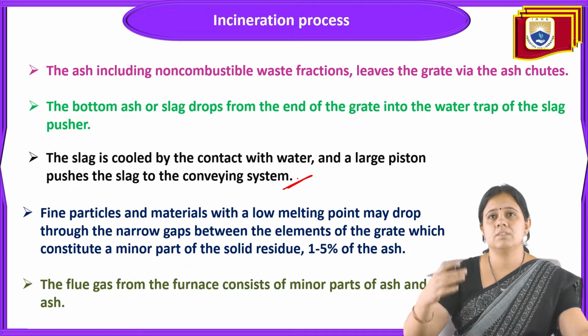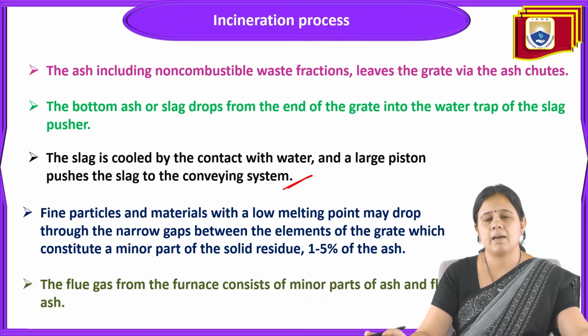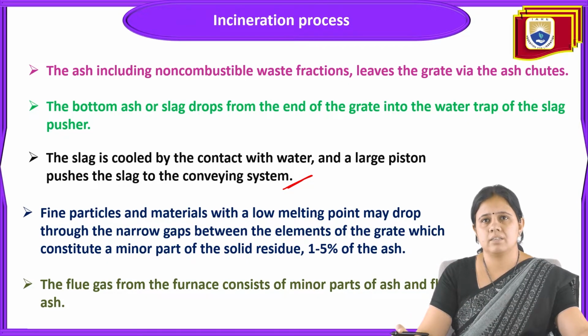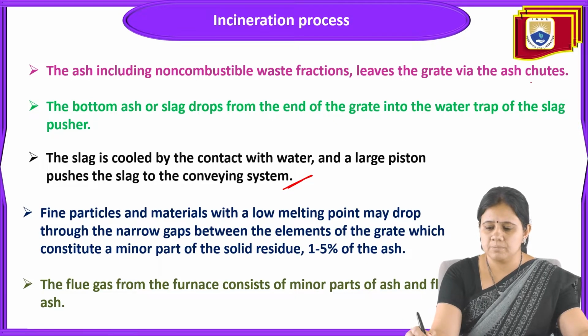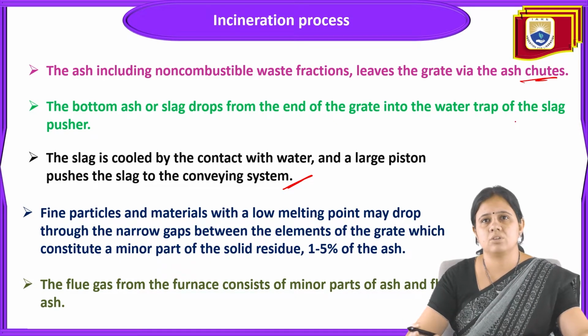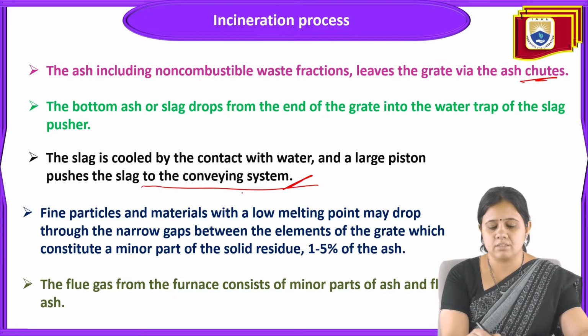So this will be the next process that happens in the incinerator. Those wastes which remain as the non-combustible fraction will leave the grate by the ash tubes, and the bottom ash or slag drops from the end of the grate into the water trap of the slag pusher, and the slag is cooled by contact with water, and a large piston pushes the slag to the conveying system.